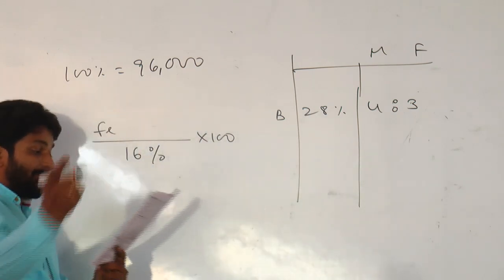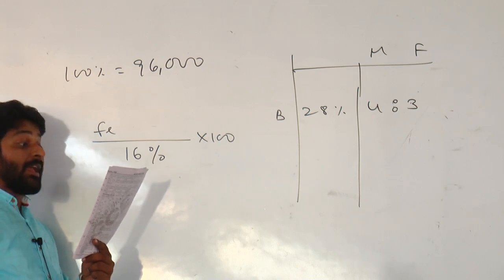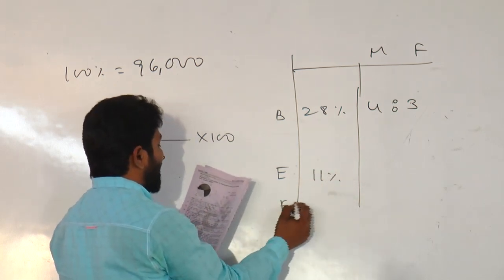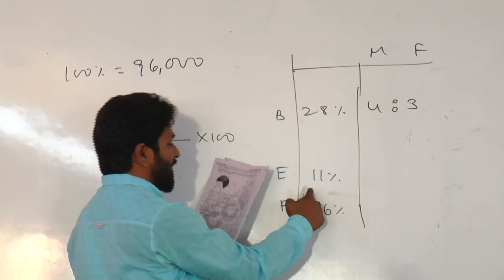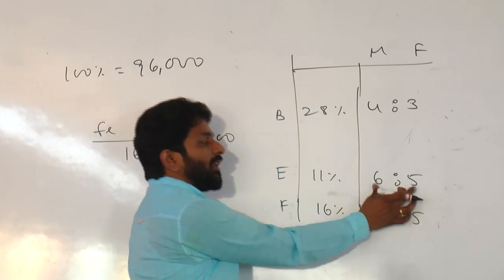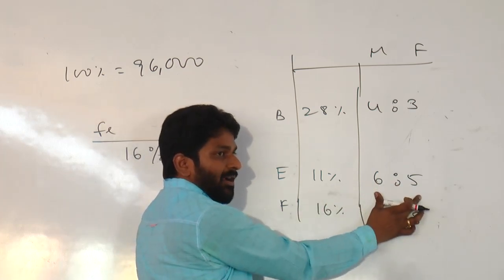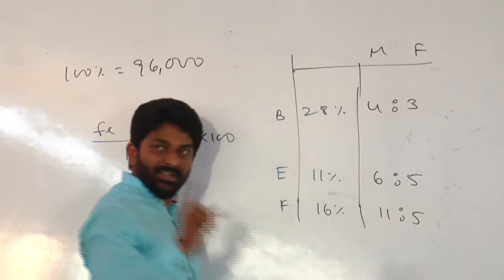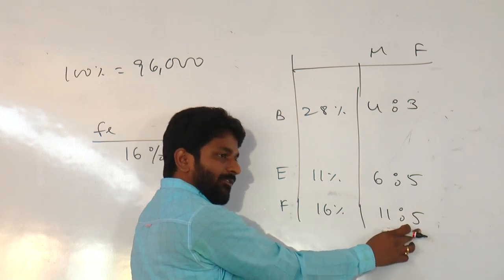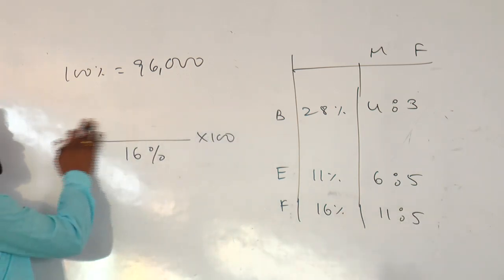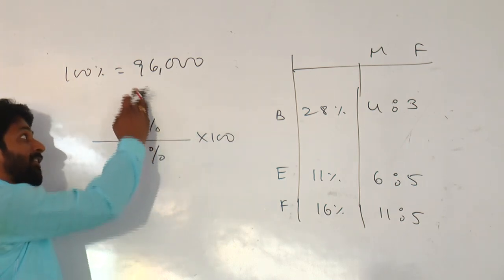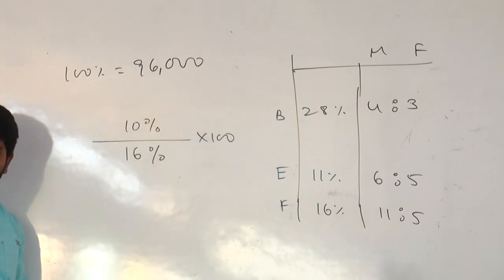And now you need to take female from E and F. E occupies what percent here? 11%. And then F, 16%. In E, we have male-female ratio 6:5, and in F, 11:5. So total 11%, 11 parts; 16%, 16 parts. Each part occupies 1%. Female, 5 parts, 5%; here also 5 parts, 5%. Total 10 parts. So 10% of what total? 96,000, and male are 16% of 96,000, so you don't need to convert it to a number.